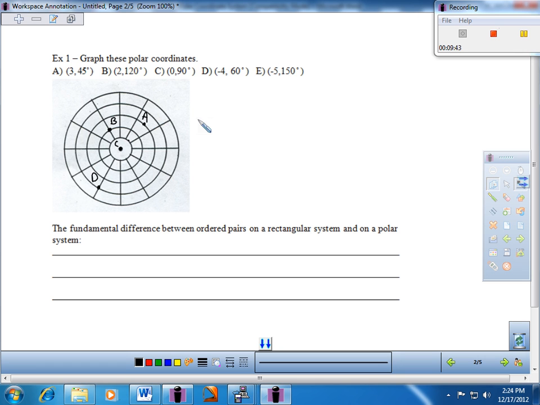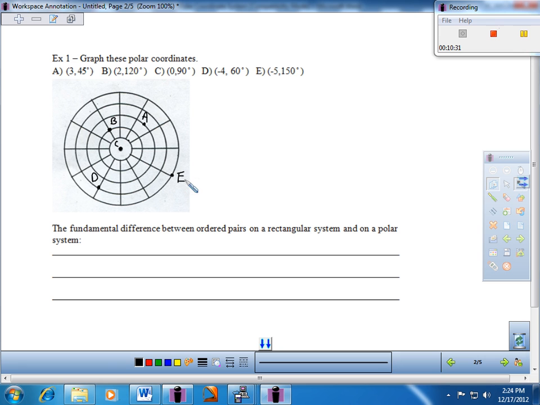We'd love for you to pause the video for just a moment and see if you can do letter E on your own. So 150 degrees, but a -5 is the radius. See if you can pull that off. Okay, well, let's see how you did. So 30, 60, 90, 120. Here's 150, everybody. And if it was a positive radius, we would stay right up here wherever it may be. But because it's a negative radius, we go through the pole and go 1, 2, 3, 4, 5. And there you have it. There's your letter E.